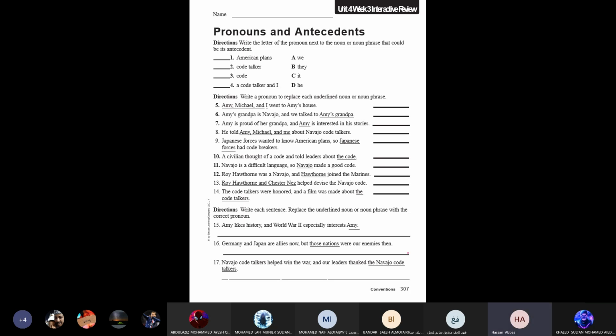End. So it must be object. Is this beginning, end, or mid? Not mid. Beginning, mid, or end? Beginning must be subject. And number 7, after and, this is a new sentence. After and, I start a new sentence.